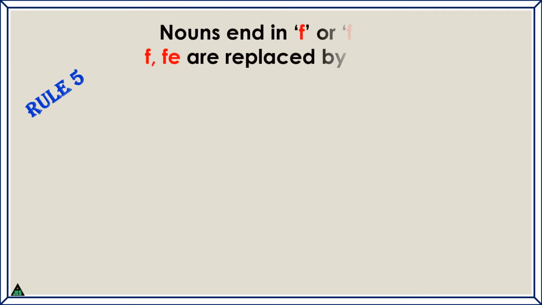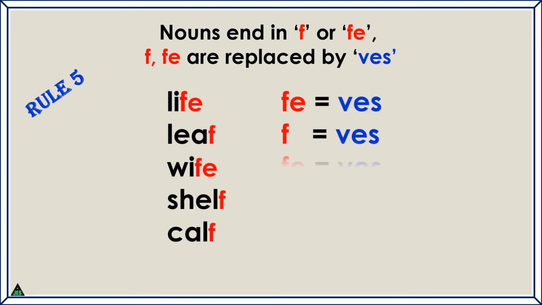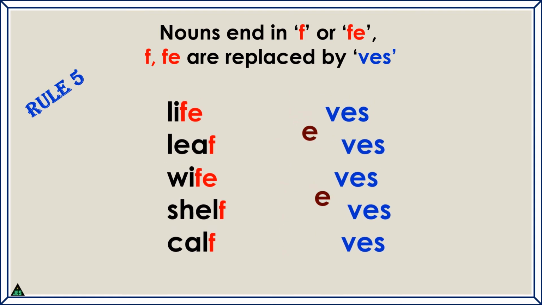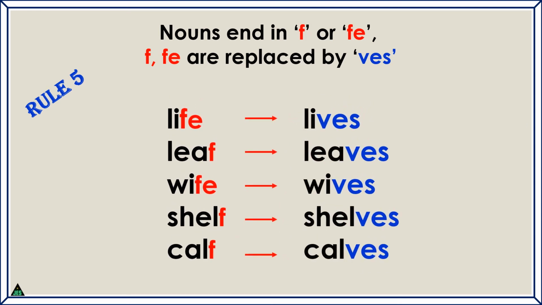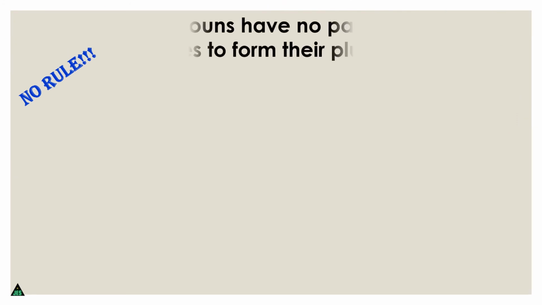In nouns ending in f or fe, f and fe are replaced by the es. However, there are exceptions in this rule. Some nouns don't have any particular rules to form their plurals.